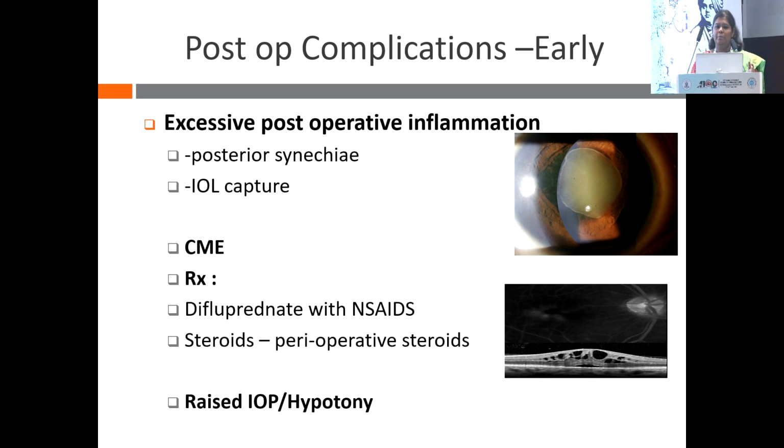The other common complication is cystoid macular edema. This can be treated with difluprednate with NSAIDs. If it is still persisting, then you can go for periocular steroids in this patient. Again, always look for raised IOP or hypotony in these patients because of excessive inflammation.